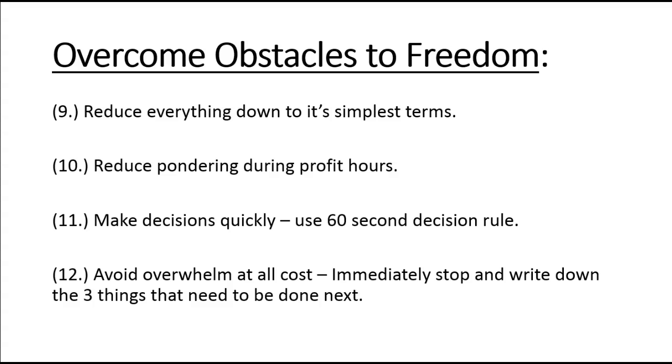Another obstacle to freedom, number 9, is simply to reduce everything down to its simplest terms. People make it too complicated. I mean, like I said earlier, if you cannot write your business model on the back of a Post-it note, then something's wrong. You're making it way, way too complicated. Just simplify it, reduce it down. Instead of figuring out what you can add, figure out what you can cut out. What can you subtract? Okay.